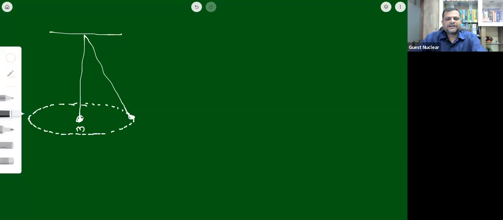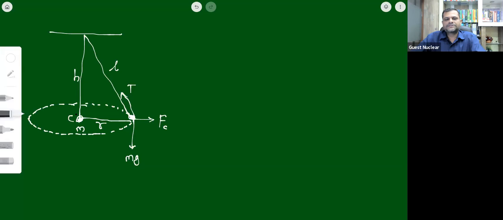Suppose r is the radius of this conical pendulum, h is the height of the conical pendulum, and L is the length of the string here. Then we can see clearly that the forces acting on this pendulum are: one, mg, the weight of the pendulum, in the downward direction. The second is the tension in this string, T, and the third is the centrifugal force, which is acting along the radius away from the center of the circle.